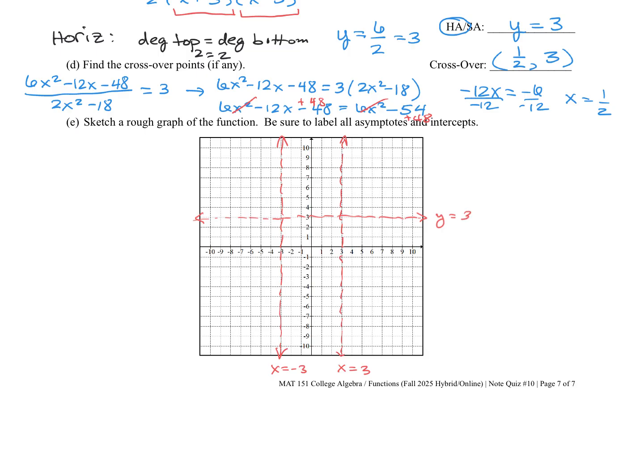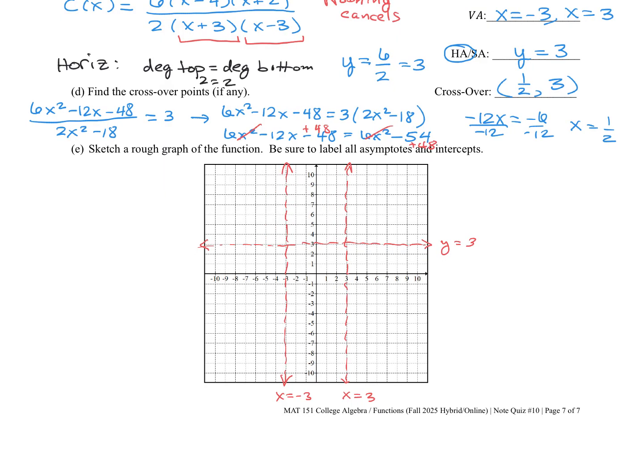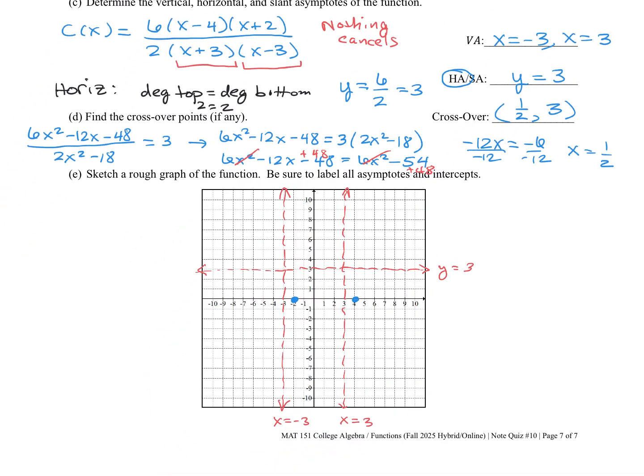All right, now we can put on our other features. We saw that we had an x-intercept here at (4, 0), and we had another one at (−2, 0). We also had a y-intercept of 8/3, which is 2 2/3. So we have the points that we found so far. Now we can put our crossover point in there too. Before I forget, that was (1/2, 3), and again, that's right on our horizontal asymptote. So that is right here.